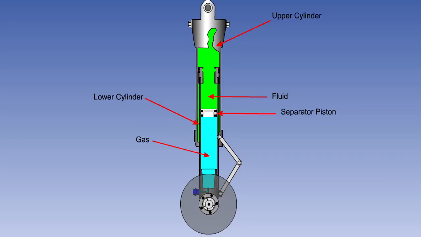In this example, the upper outer cylinder is fixed rigidly to the airframe structure. It houses the lower inner cylinder and piston assembly. The wheels and axle are connected to the bottom of the inner cylinder.